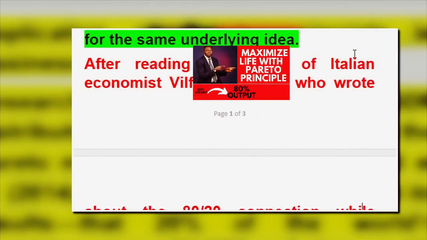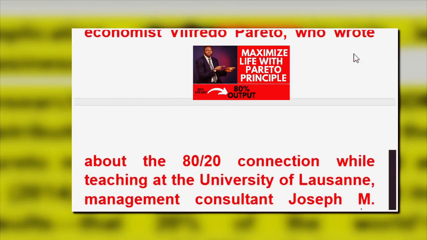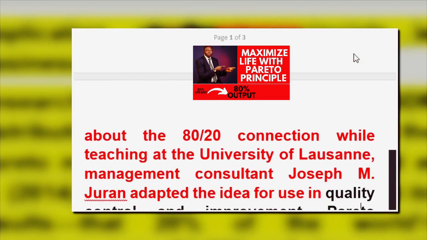According to the 80-20 rule, roughly 80% of effects can be traced back to 20% of their initial causes. The vital few, that is what it is called. The 80-20 rule, law of the crucial few, and factual sparsity are all named after reading the works of Italian economist Vilfredo Pareto, who wrote about the 80-20 connection.